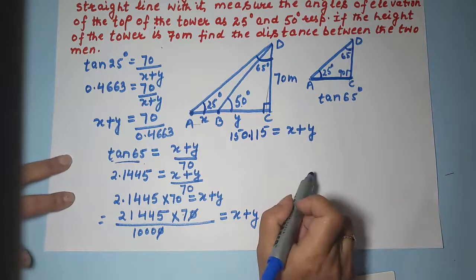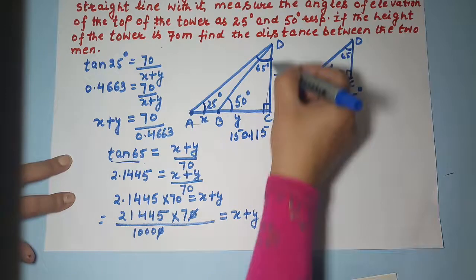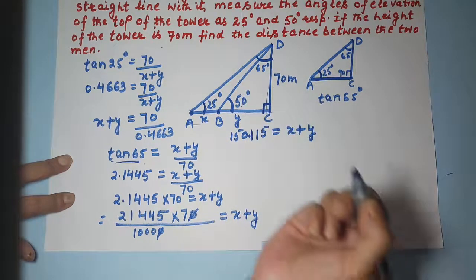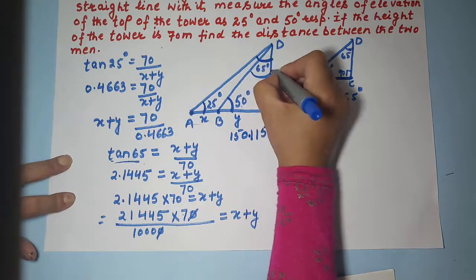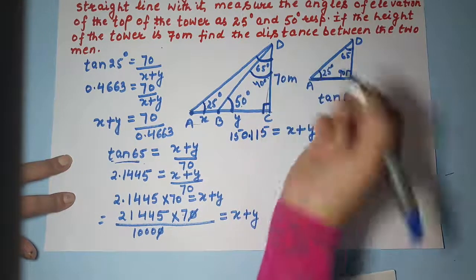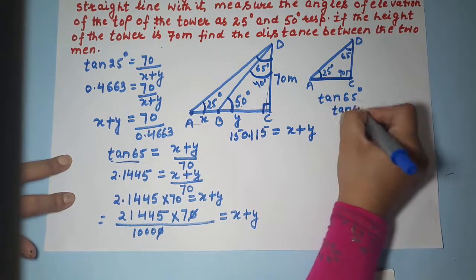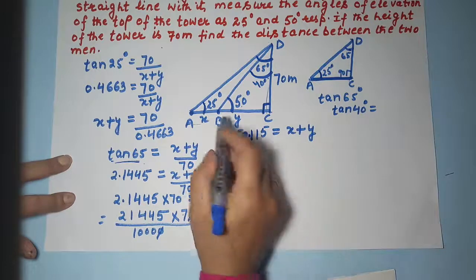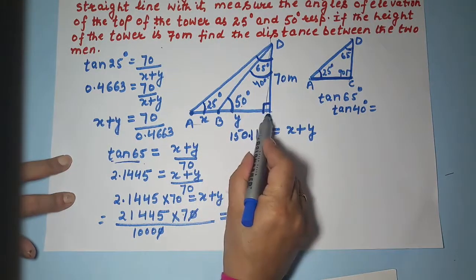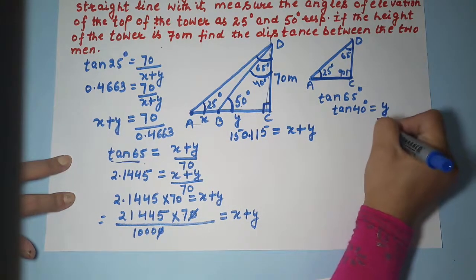This is my value for x plus y. The same thing I will apply for this. Now, if I take triangle DCB, if this angle is 50, this is 90. Obviously, this angle will be 40. Now, this time, let me take tan 40. That will be equal to y upon 70 because this becomes opposite and this becomes adjacent. So I will write y upon 70.